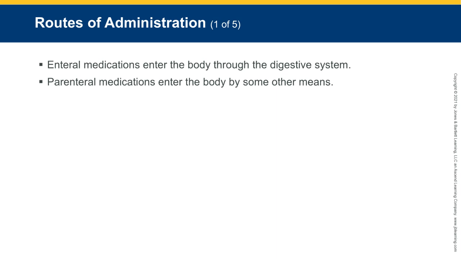The route by which a medication is administered affects how quickly it takes effect. Enteral medications enter the body through the digestive system, such as oral tablets. Parenteral medications bypass the digestive system and enter the body through injections, inhalation, or absorption through the skin.